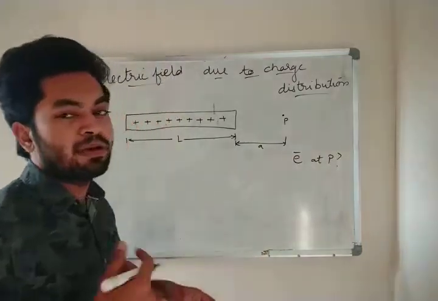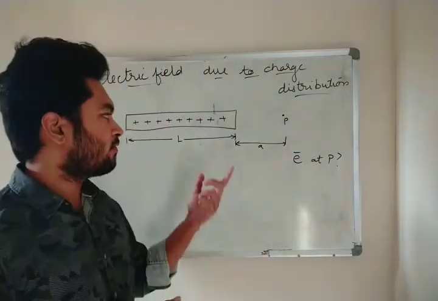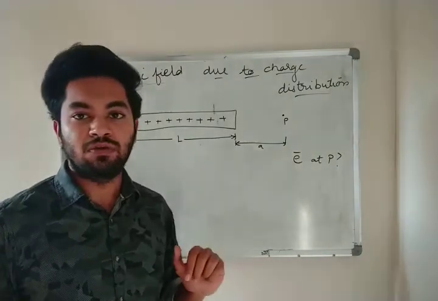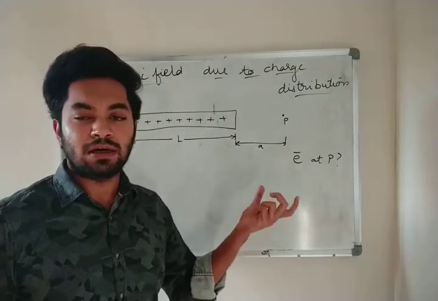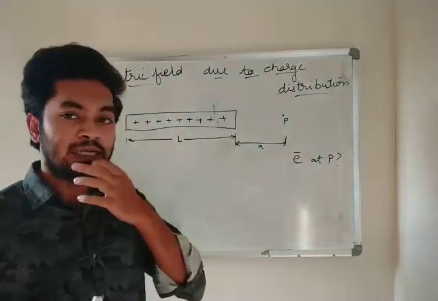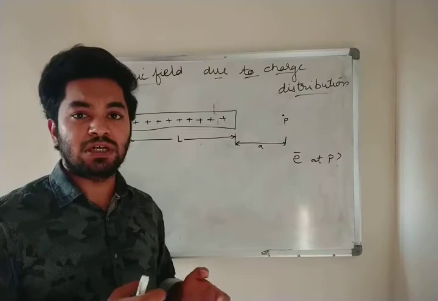Now how to find electric field at P? How do we find? Previously what have we done? We have done electric field from this point to that point, we have done kq by r square. So from now on, we are not going to do like that. We have a little bit different procedure to do it.